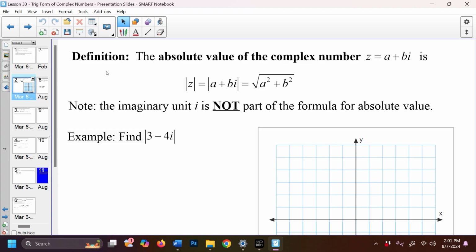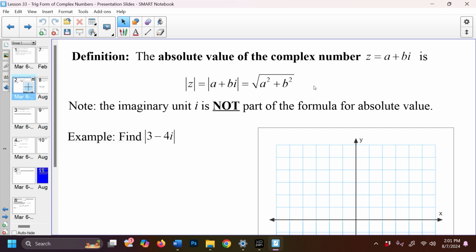Okay, let's start with a definition. The absolute value of a complex number, and we'll denote the complex number z as a plus bi, that is your standard form of a complex number, is: the absolute value of z is equal to the absolute value of a plus bi, which is equal to the square root of a squared plus b squared.